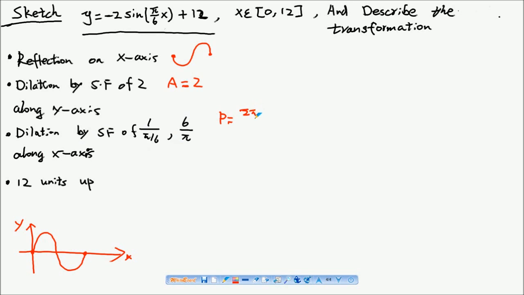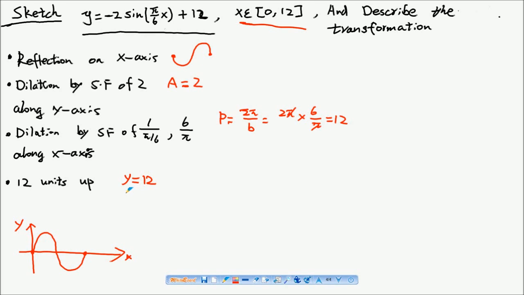2 pi times that, or 2 pi divided by b, which is 2 pi times 6 on pi, and the pi cancels out. The period is 12, which fits with our domain, so we only have to draw one period of the graph. It moved 12 units up, so the neutral line is y equals 12 instead of y equals 0.